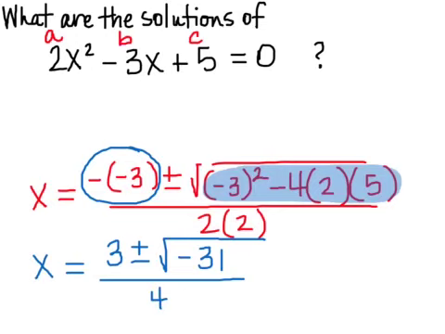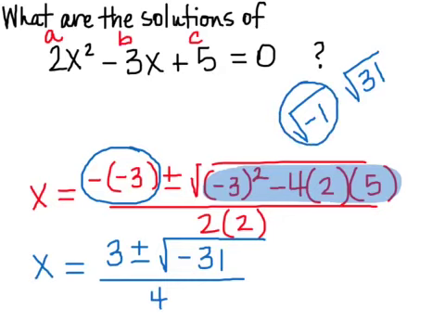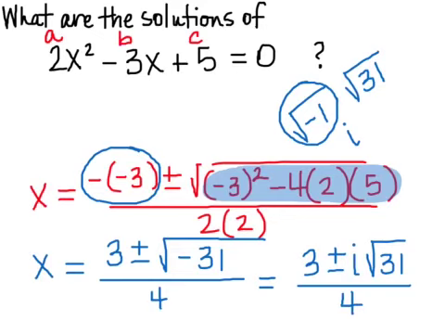Now, negative 31, remember, is the same as negative 1 times positive 31. And what we now know about the square root of negative 1 is that it can be represented with the letter i. So let's rewrite this in its final form, which will be plus or minus i square root of 31 over 4. Now sometimes these can be reduced and sometimes they can't, but 31 is not going to be able to be broken down anymore, so we're going to leave the answer like this.